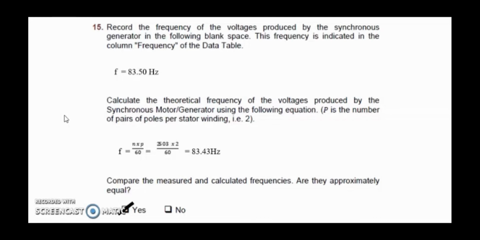Then calculate the theoretical frequency of the voltage produced by the synchronous motor generator using the following equation. P is the number of pairs of poles per stator winding. So this is the equation: F equals N multiplied by P divided by 60. So what we get is 83.43 Hz. And then the next question, compare the measured and calculated frequency. Are they approximately equal? The answer is yes.